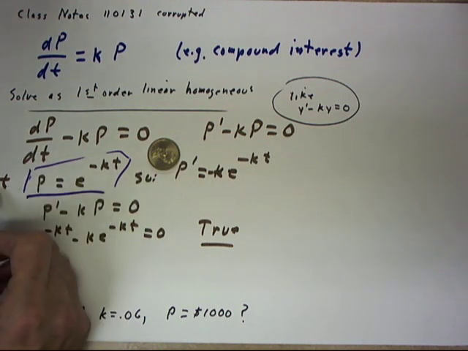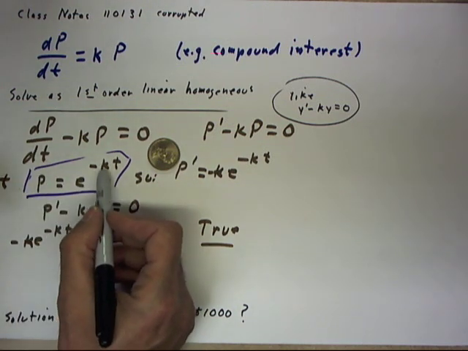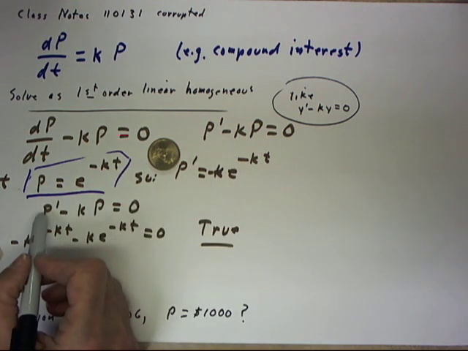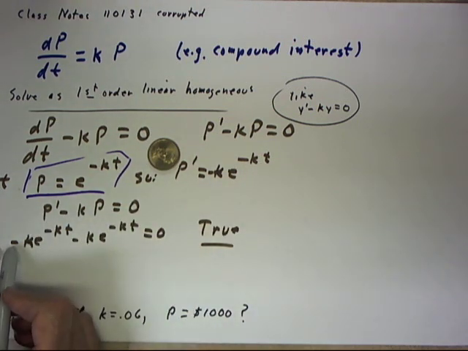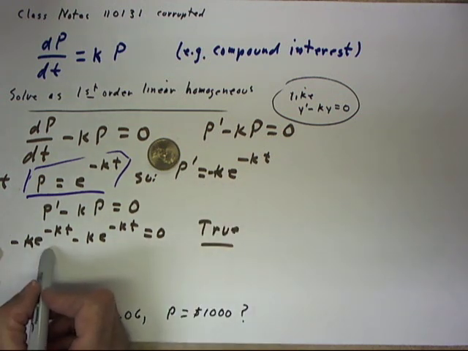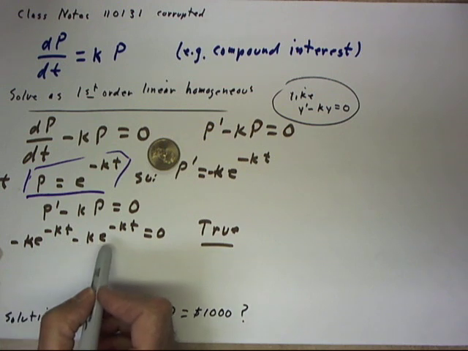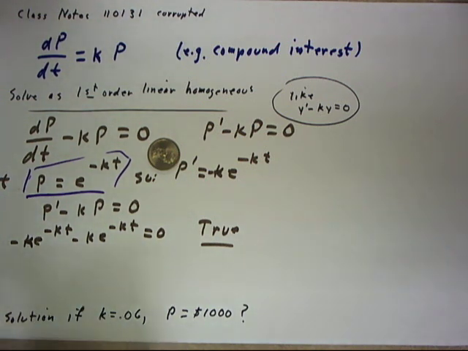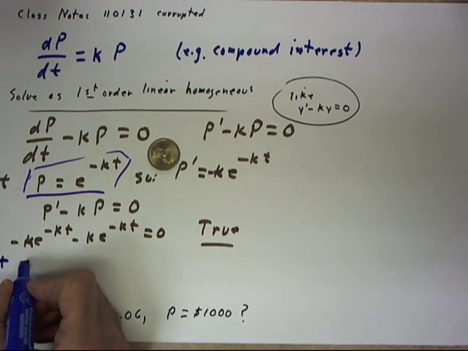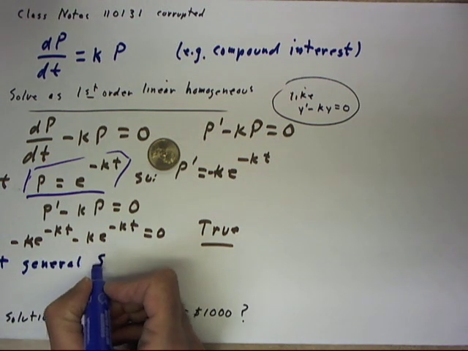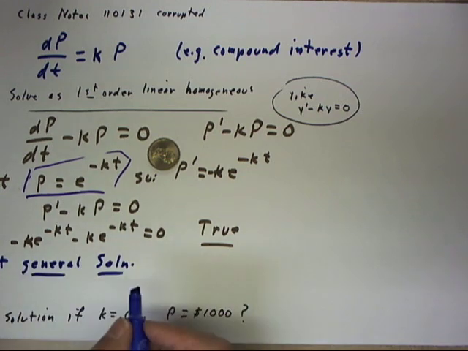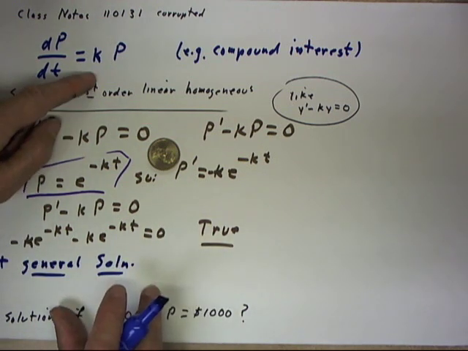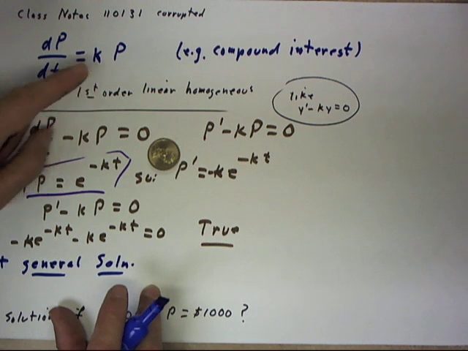In any case, we solve this problem by first letting P equal e to the negative kt, so that P prime is negative k e to the negative kt. And our equation P prime minus kP equals 0 becomes negative k e to the negative kt minus k e to the negative kt equals 0, and this is true. Now this is not the general solution. It's not our general solution because we don't have an arbitrary constant in there. k is not an arbitrary constant. k is a specific value that's dictated by this equation.